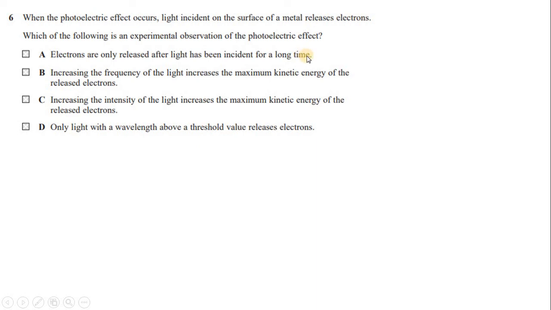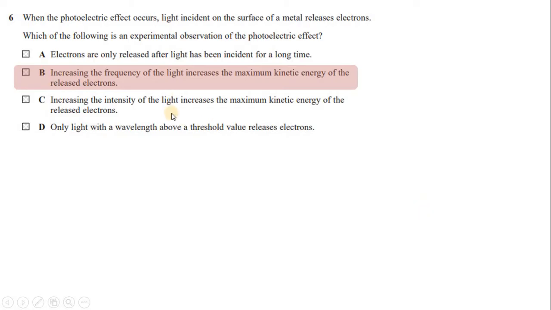Increasing the frequency of the light increases the maximum kinetic energy. Indeed, it should be B. So your option must be B, because if you increase the frequency, then the maximum kinetic energy of the emitted electrons is also increased.